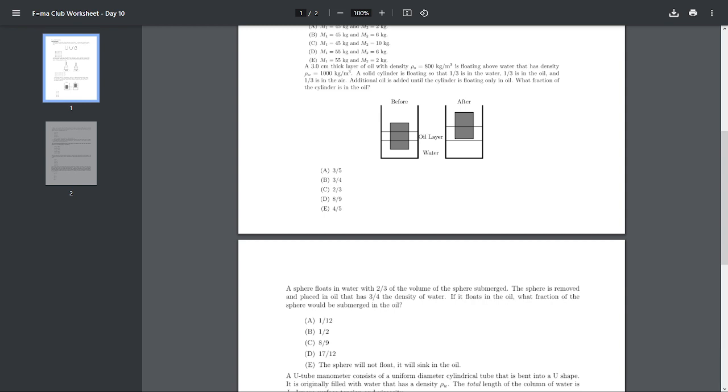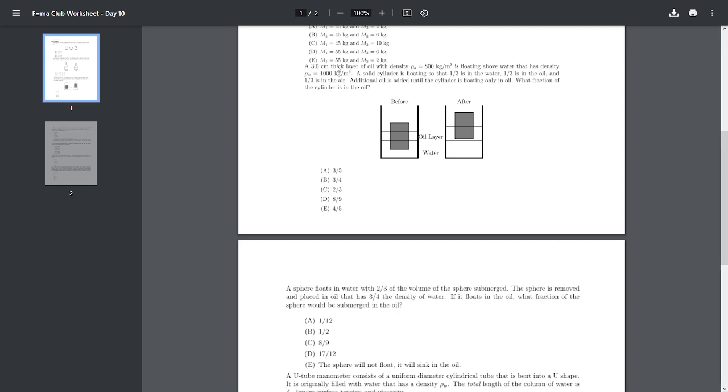A 3 centimeter thick layer of oil with density 800 kilograms per meter cubed is floating above water that has density of 1,000 kilograms per cubic meter. A solid cylinder is floating so that 1/3 is in the water, 1/3 is in oil, and 1/3 is in air. Additional oil is added until the cylinder is only floating in oil. What fraction of the cylinder is in oil?